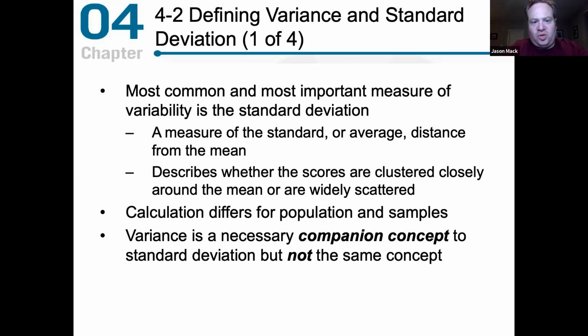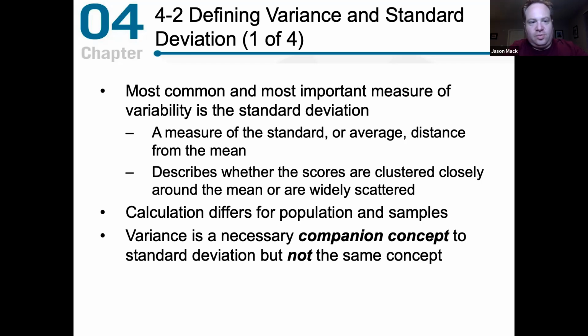So this describes whether the scores are clustered closely around the mean or widely scattered. Calculation differs for population and samples. Variance is a necessary companion concept to standard deviation, but not the same concept. Variance is how scores vary. Standard deviation is a little bit more about clustering. It's the square root of variance.